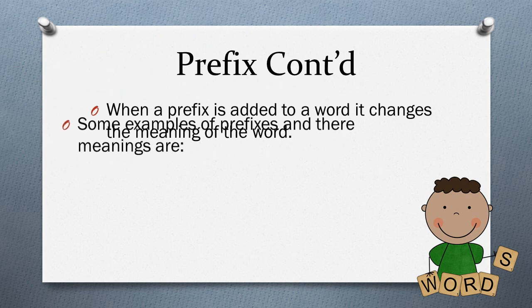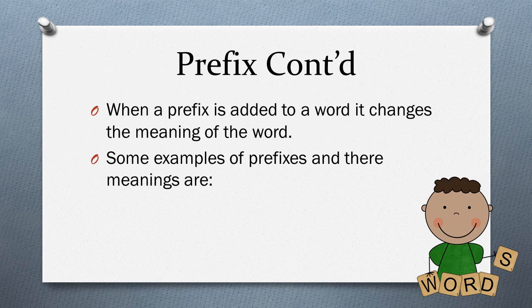When a prefix is added to a word, it changes the meaning of the word. So prior, we had the word unkind. We know that unkind means someone is being mean or not generous or not nice. However, when we take the prefix off the word unkind, we have the word kind left, which is the base word. And we know the base word kind means generous, nice, friendly, and so on.